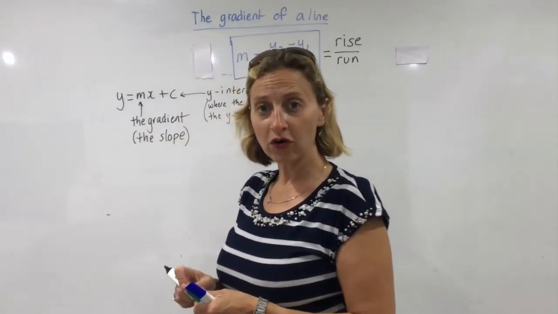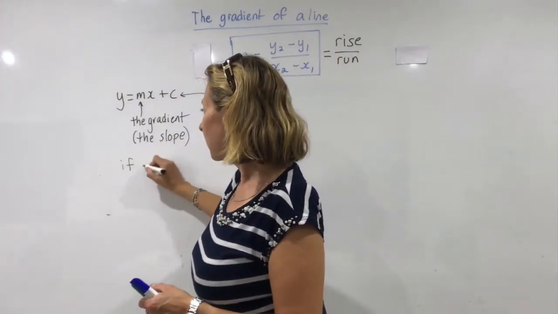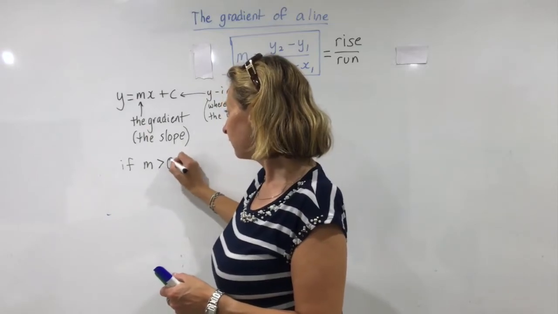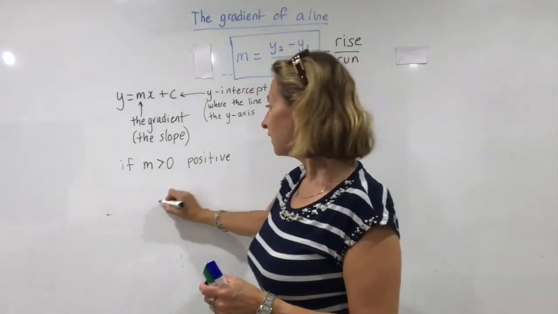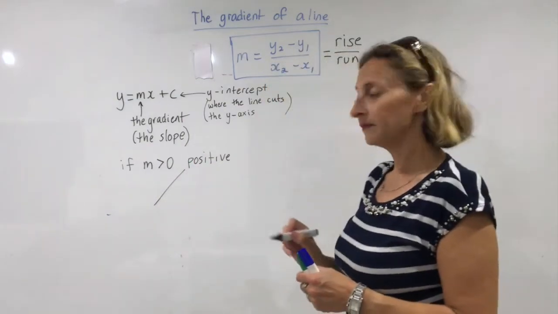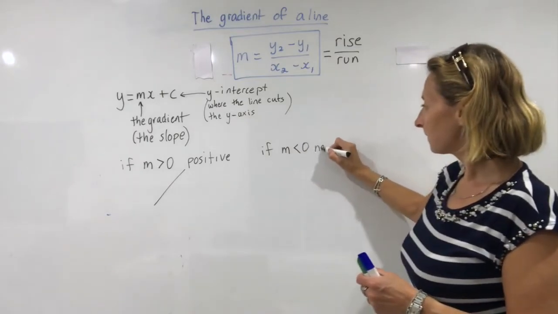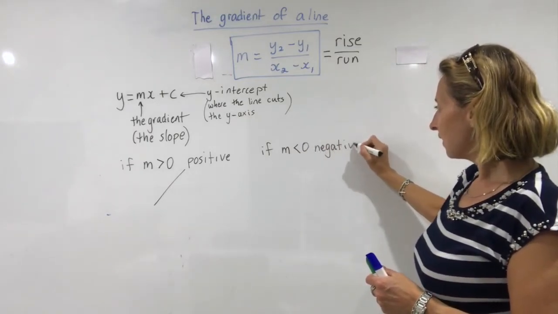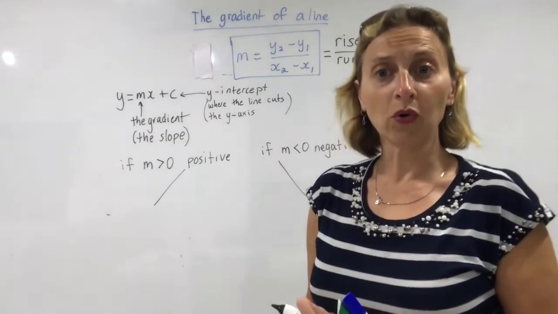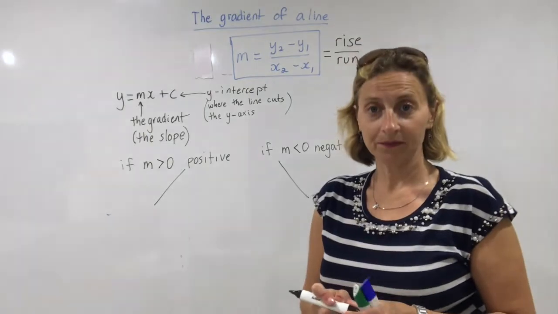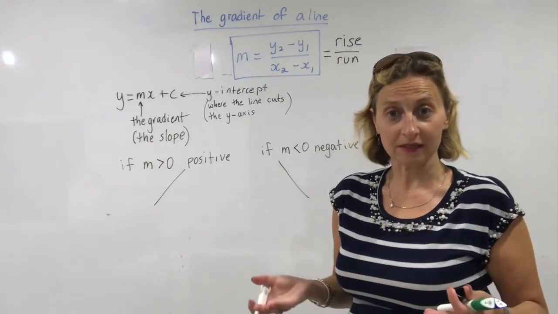Most of you would already know this from year 7 or 8. If the gradient of the line is positive, then we should know that the line looks like that. And if the gradient of the line is negative, then we know that the line would look like that. We're going to go into more detail on that later. At the moment, I'm just trying to refresh your memory on what the gradient actually is.